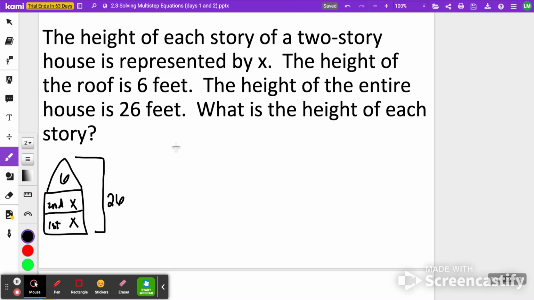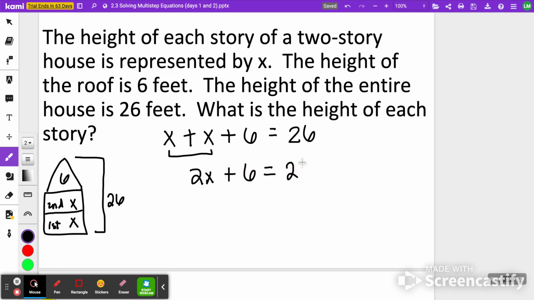So what we need to do first is write that equation. I know my first floor is X, plus the second floor is X, plus the roof is 6 equals 26. What I'm going to ask you to do now is think about how do you combine like terms here. X plus X is 2X. So now I have 2X plus 6 is equal to 26.